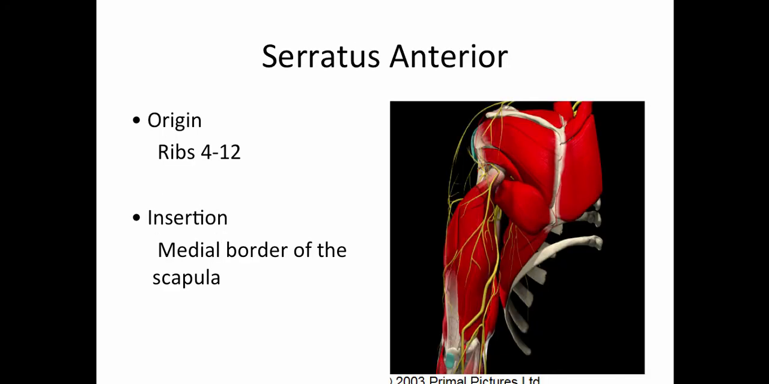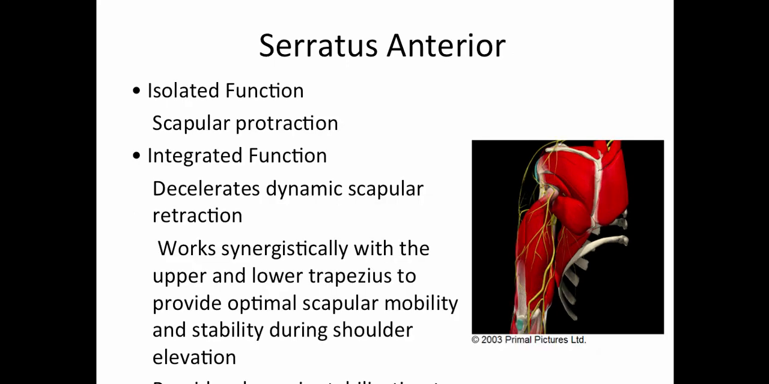The serratus anterior originates on ribs 4 to 12 and then inserts on the medial border of the scapula. The isolated function of the serratus anterior is scapular protraction. The integrated function is that it decelerates dynamic scapular retraction.